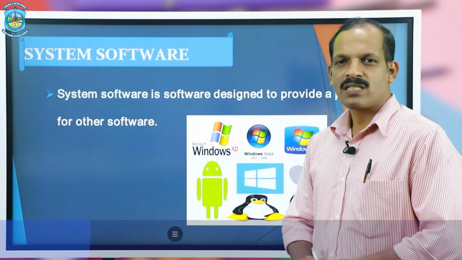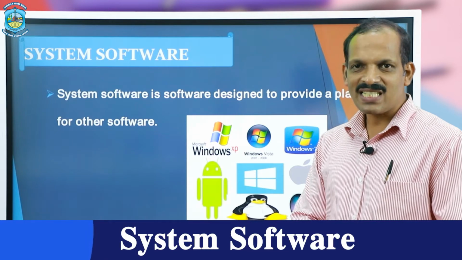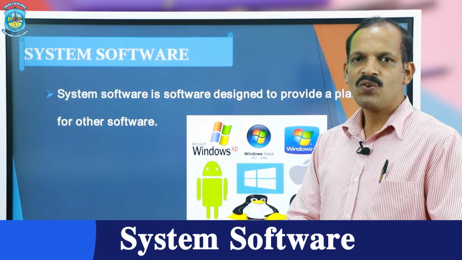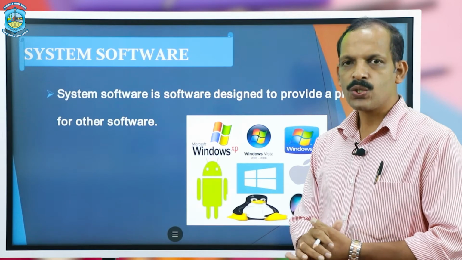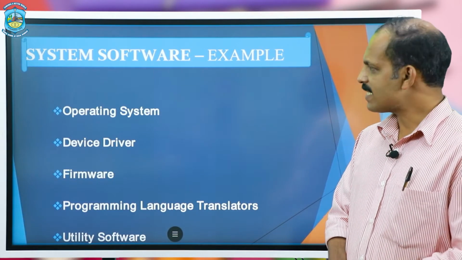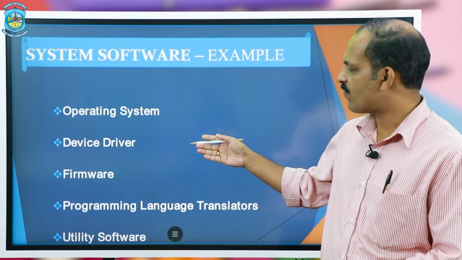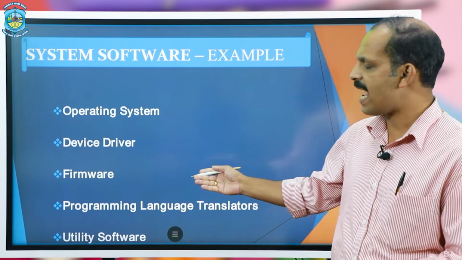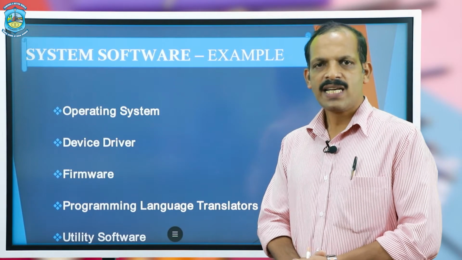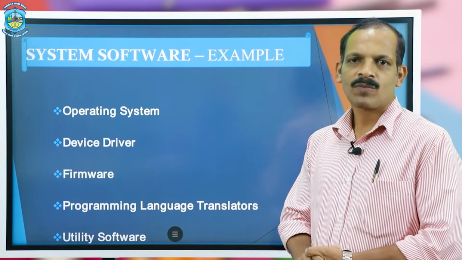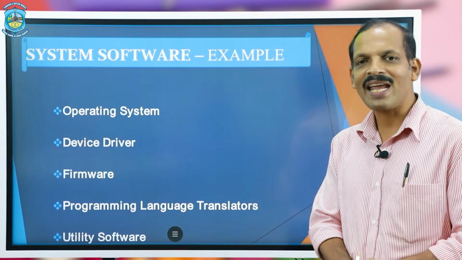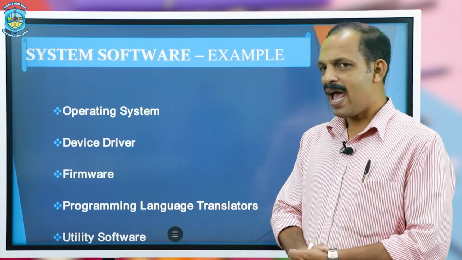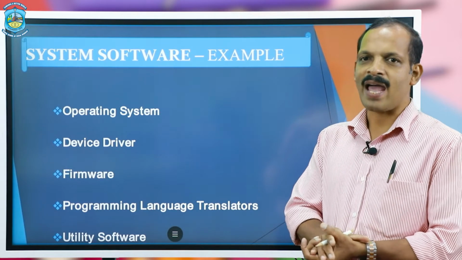System software is a set of software which provides a platform for all other software to communicate with the hardware. As examples, we can see operating system, device driver, firmware, programming language translator and utility software. Many popular operating systems are there, like Windows, Linux, Macintosh and our mobile operating system Android.